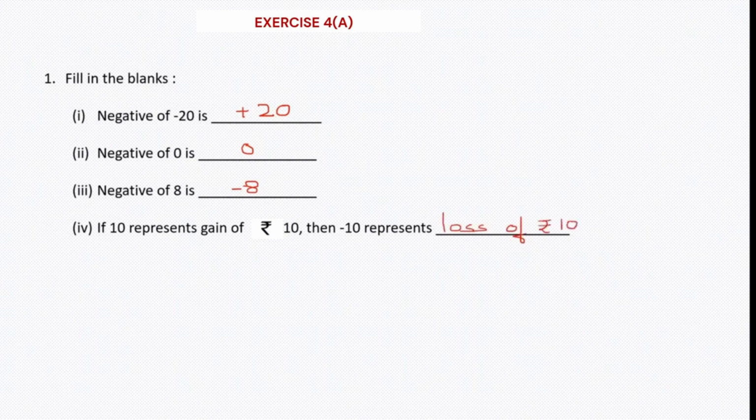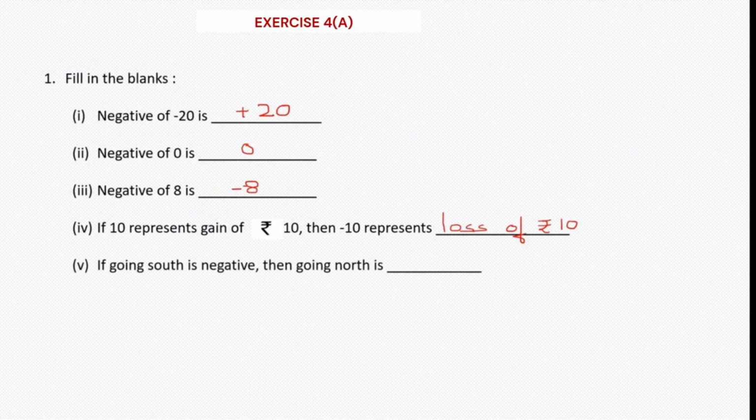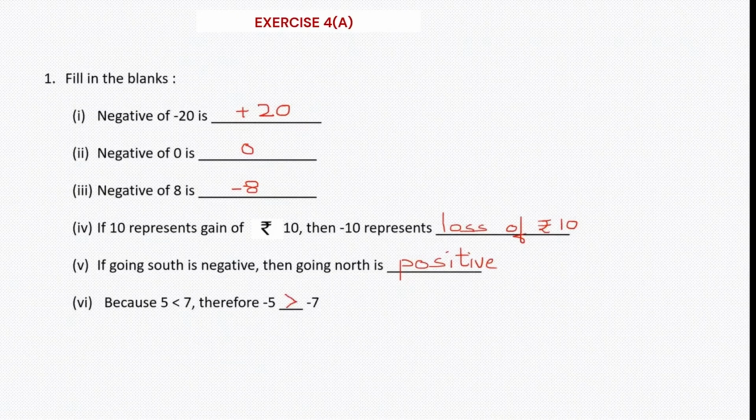Okay, so let me say that again. If 10 represents a gain of rupees 10, then minus 10 will represent a loss of rupees 10. If going south is negative, then going north is positive. Because 5 is smaller than 7, therefore minus 5 will be greater than minus 7.